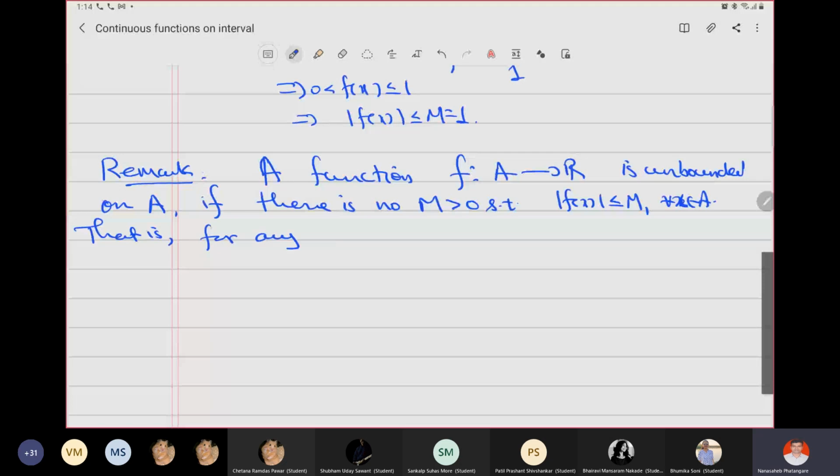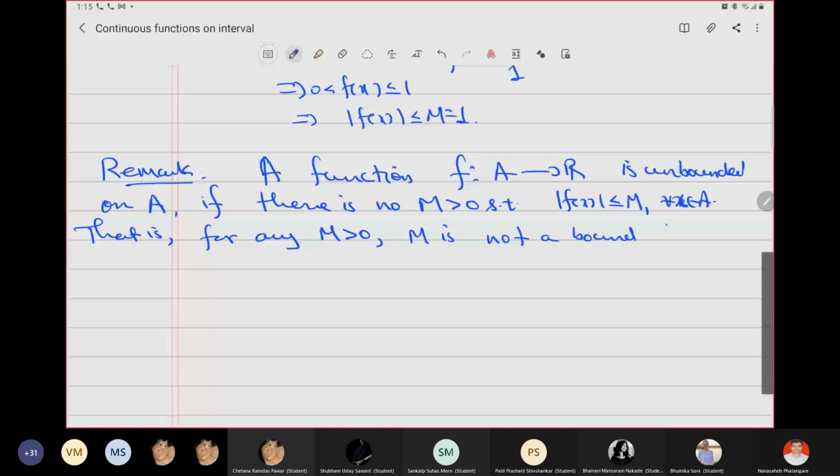For every choice of m, you just pick up any m, that m is not a bound. That means there is no such m, right? So for any m, for any m is not a bound.